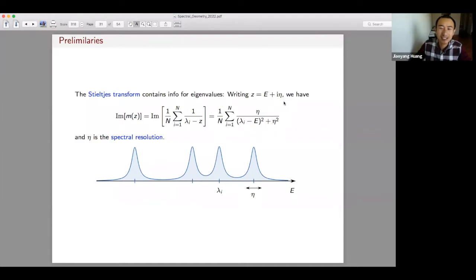If eta is positive, z is in the upper half plane, so each term is positive. And this quantity is really the convolution of the empirical measure with a Cauchy distribution on the scale eta. So you can think that if you fix some eta, it's equivalent to zooming in and looking at the spectrum on the scale eta. So this eta is also called the spectral resolution.